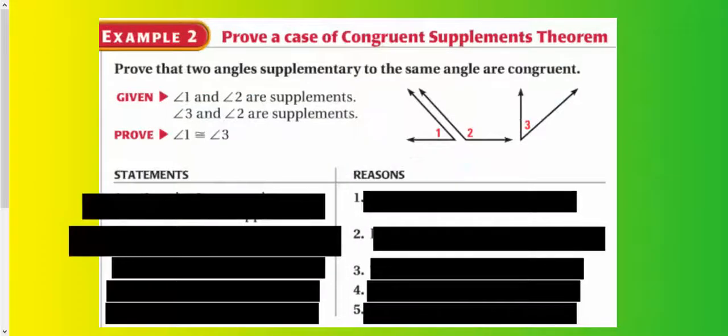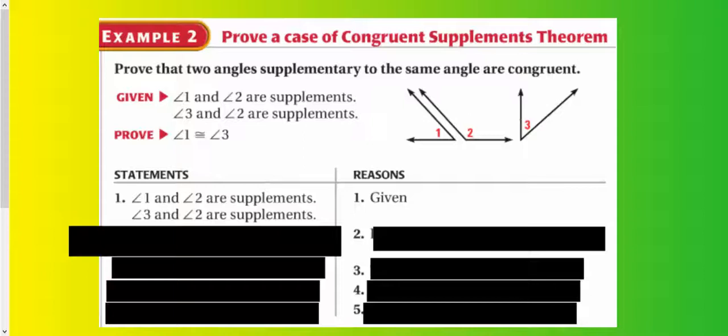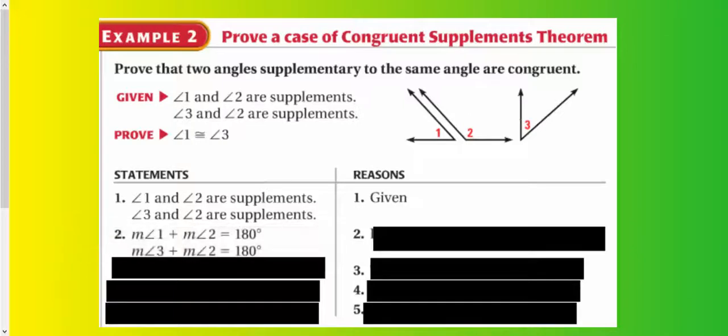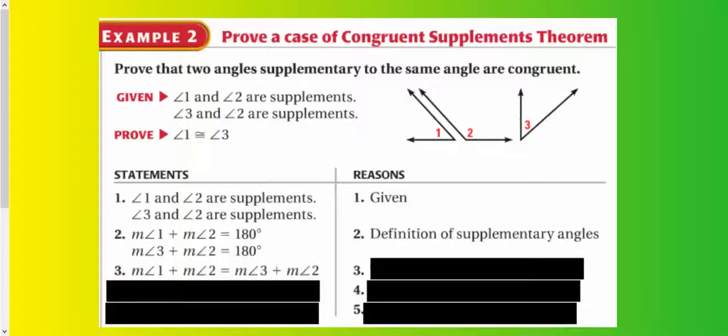Okay, let's prove one of these. Given that 1 and 2 are supplements, 3 and 2 are supplements, we're going to show that angle 1 and angle 3 are the same. So I'm going to start with my givens here. 1 and 2 are supplements, 3 and 2 are supplements. Well, if they're supplementary, we know that they have to add up to 180 degrees, definition of supplementary angles. So 1 plus 2 equals 180, and 180 equals 2 plus 3. So the transitive property is going to say that 1 plus 2 equals 2 plus 3.